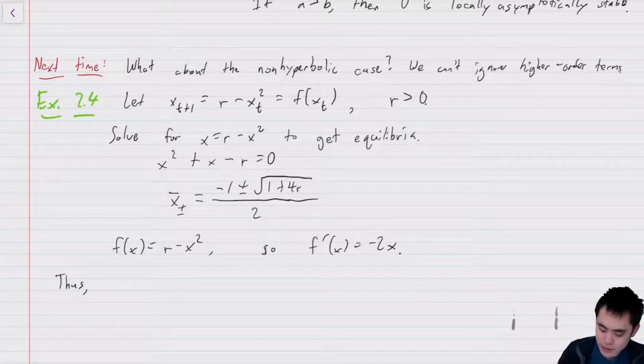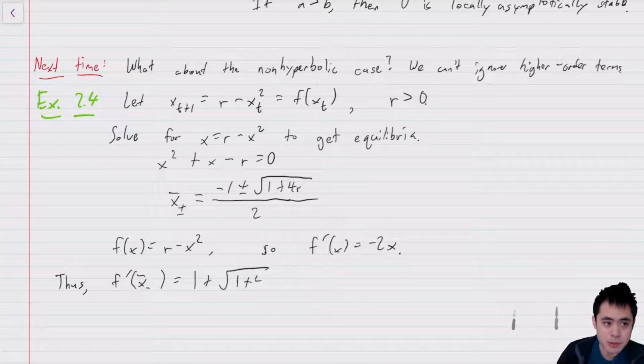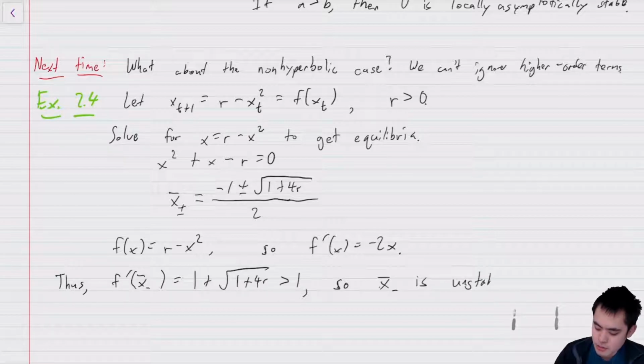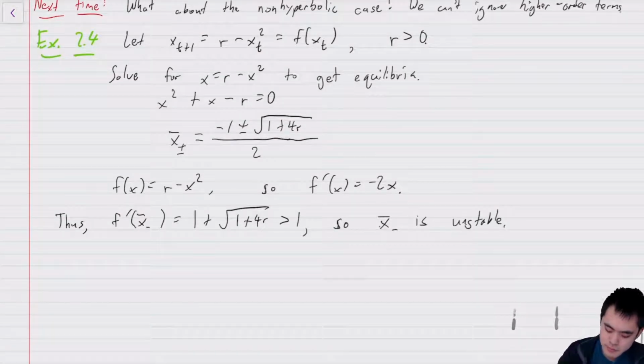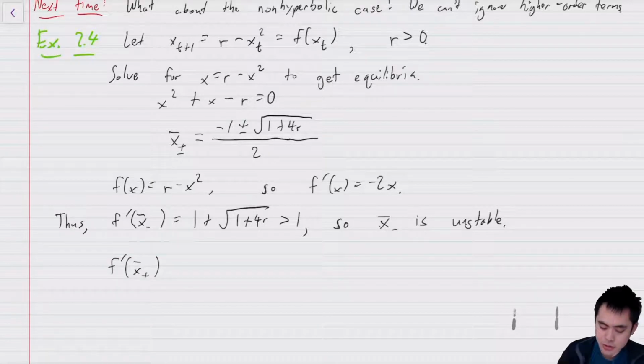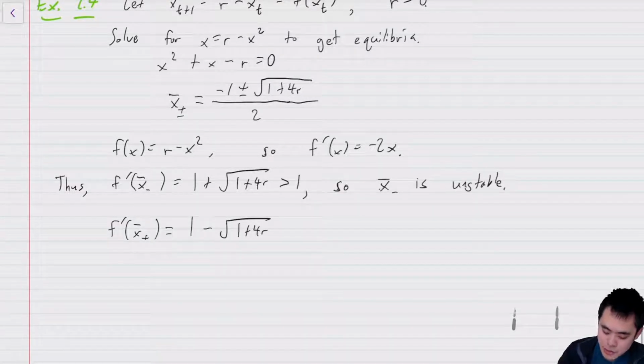Plus, we know that f prime of x minus bar is equal to 1 plus the square root of 1 plus 4r, which is always greater than 1. So x minus bar is always unstable. And f prime of x plus bar, the positive equilibrium, is equal to 1 minus the square root of 1 plus 4r. And then it depends on r.